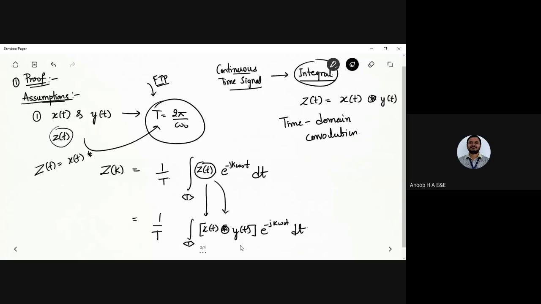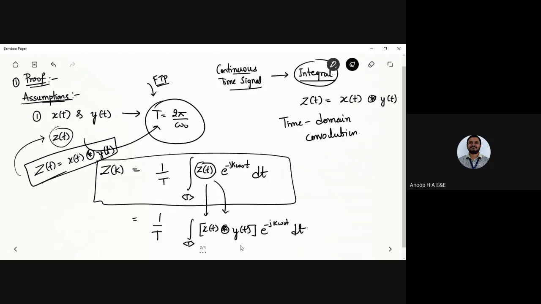All right. So now again, the circular convolution, that is z of t, is the circular convolution of two continuous time signals, x of t and y of t. Once these two signals are convolved, you are going to get a new signal called z of t. By definition you have z of k written as 1 divided by T, integral over the time period, z of t into e power minus j k omega naught t dt. This z of t is written as the circular convolution, that is integral over the time period, x of t convolved with y of t.